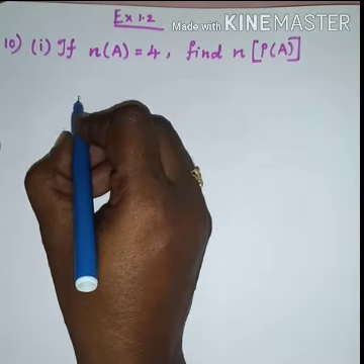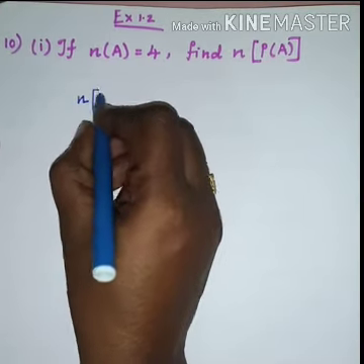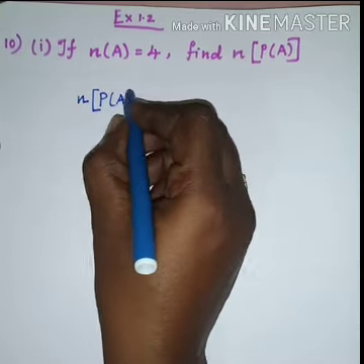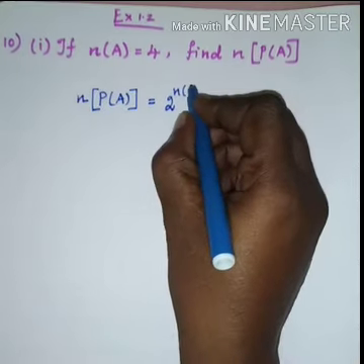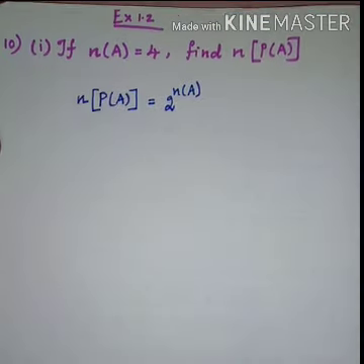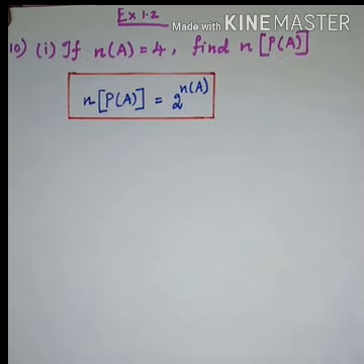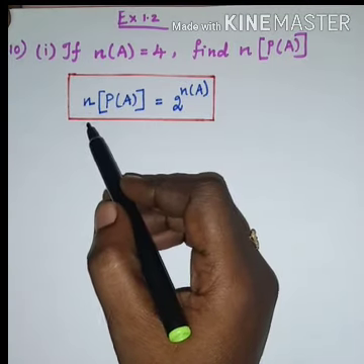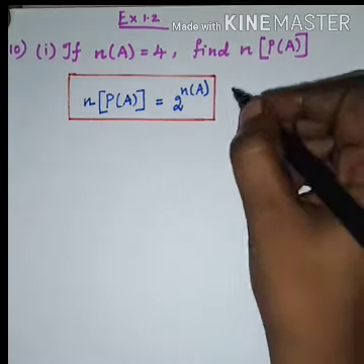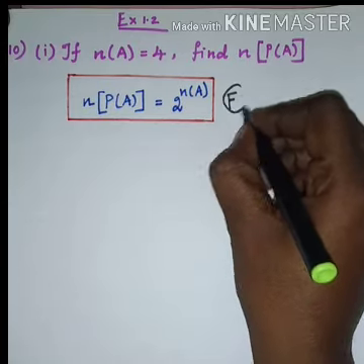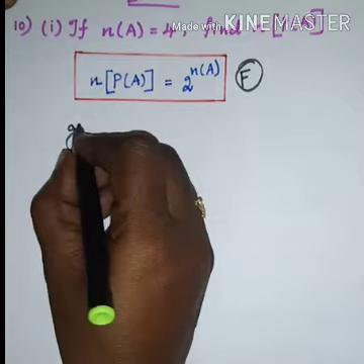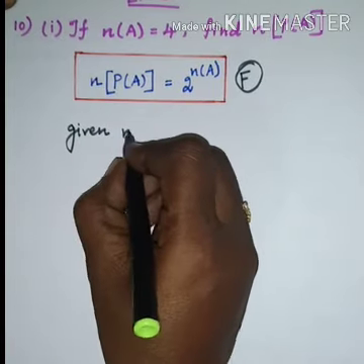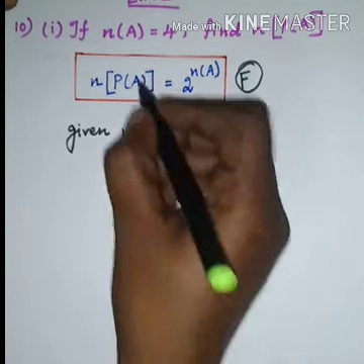So, n(P(A)), we have one formula for this. n(P(A)) is equal to 2 power n(A). This is the formula to find n(P(A)). n(P(A)) is equal to 2 power n(A). This is the formula. Given n(A) is equal to what?